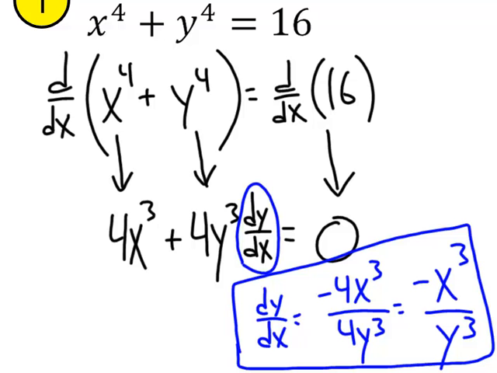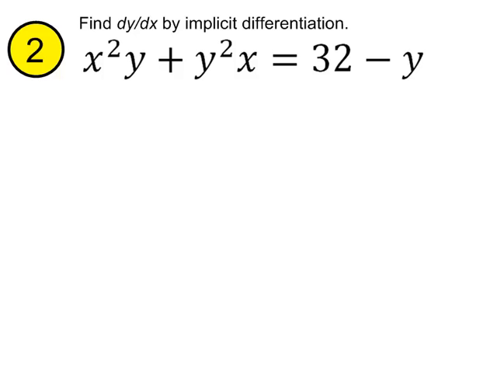All right, let's go on to the next exercise. Once again, we'll use implicit differentiation to find the derivative of this function, x squared y plus y squared x equals 32 minus y. And it would be rather difficult, not impossible, but rather difficult to get y by itself here to define this explicitly. So again, we're just going to let it be.